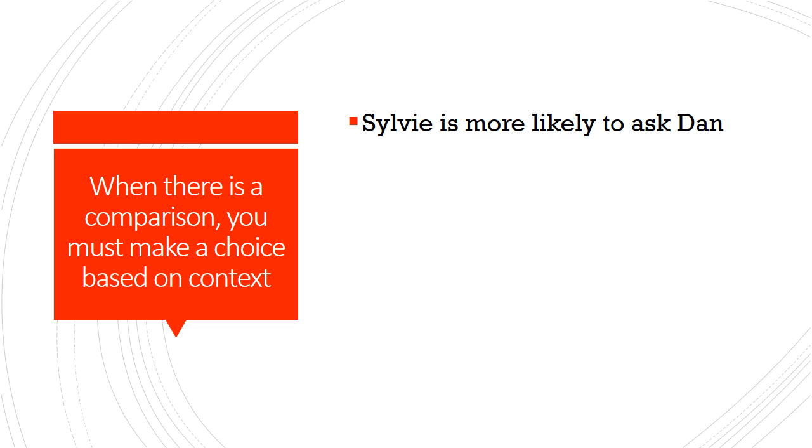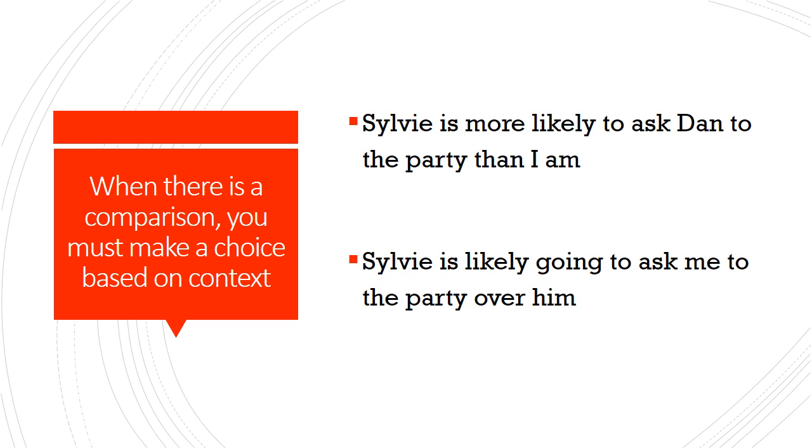Pronoun usage can get a little bit more complicated. In cases where there is a comparison, for example, you must decide what you want the pronoun to accord with. I could say, Sylvia is more likely to ask Dan to the party than I am, which means that I'm not as likely as Sylvie to ask Dan to the party. But we can change the context by saying, Sylvia is likely going to ask me to the party over him.